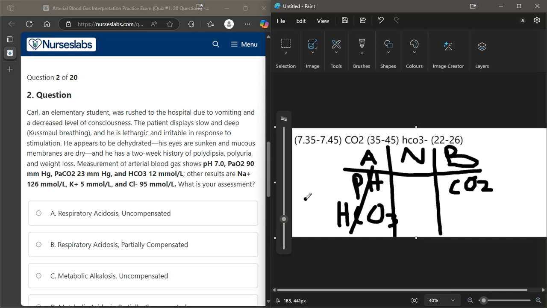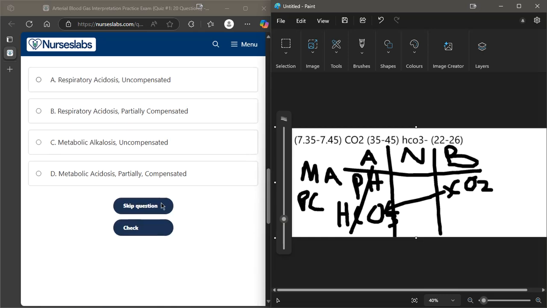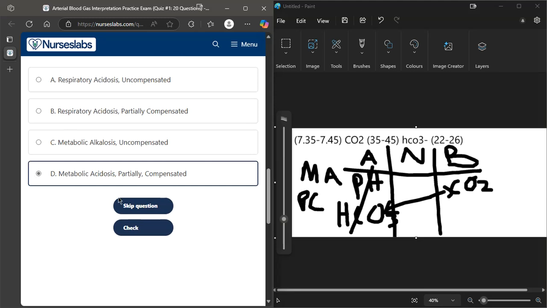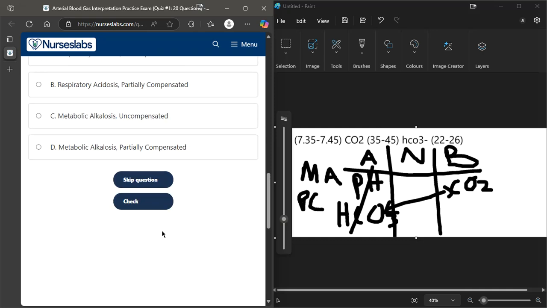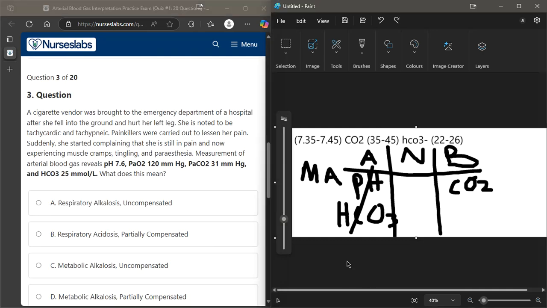So remember, when pH is with bicarb, it's metabolic. When pH is with carbon dioxide, it's respiratory. So in this case, what we have is a metabolic acidosis. And we have our bicarb and our carbon dioxide being at two different ends of the spectrum, so we have partial compensation. So metabolic acidosis, partially compensated. Okay, on to the next one.